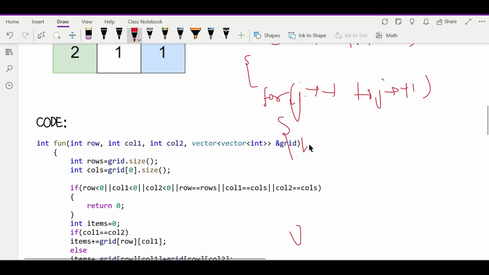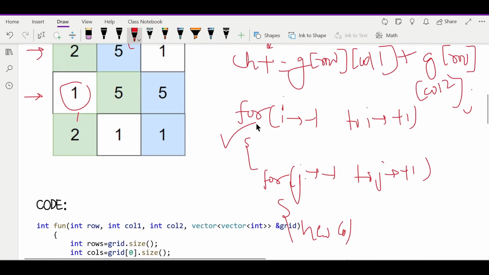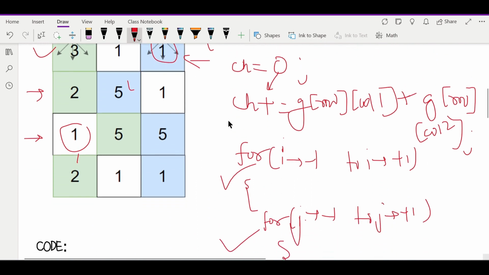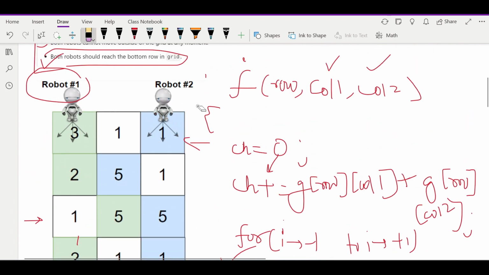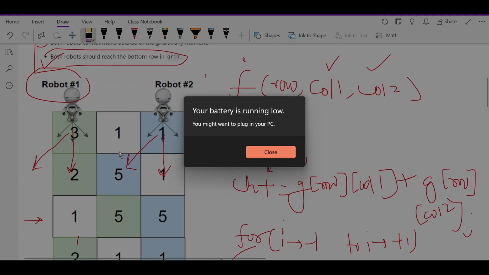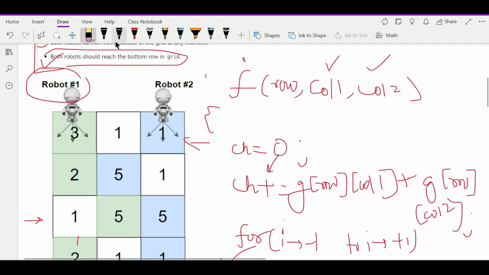and calculate new column 1 and new column 2, because you have to consider all the possibilities. That's why I have taken a loop inside a loop. Both the robots are not moving in the same direction, right. What I mean by same direction is, if this robot makes this move, then this robot must make this move. If this robot is going downwards, then this robot should also go downwards, if they were supposed to make the same moves. But they're not making the same moves. They're moving randomly in all possible directions.